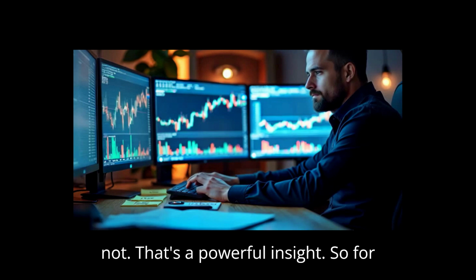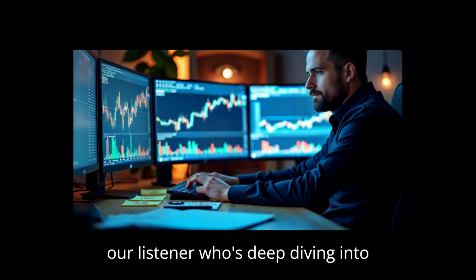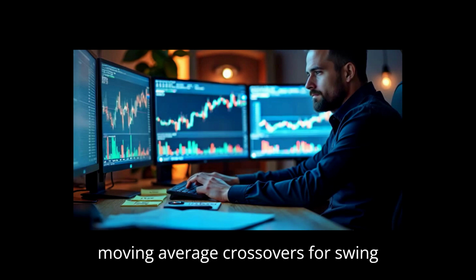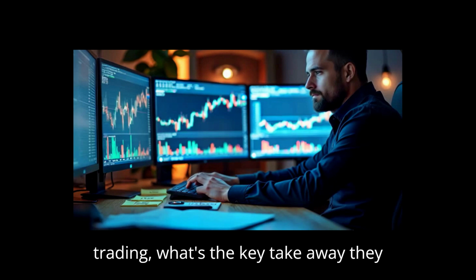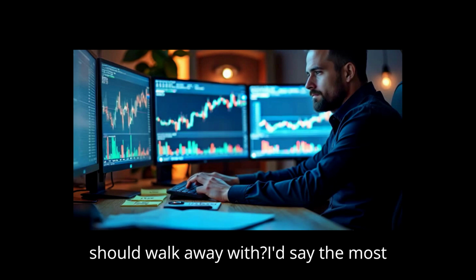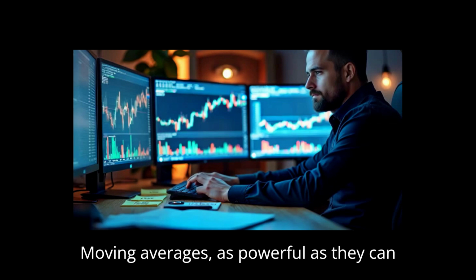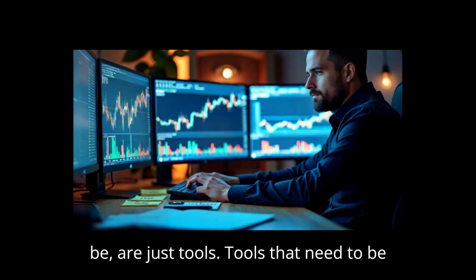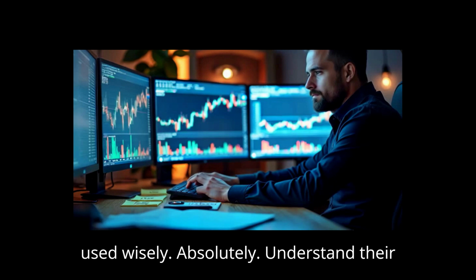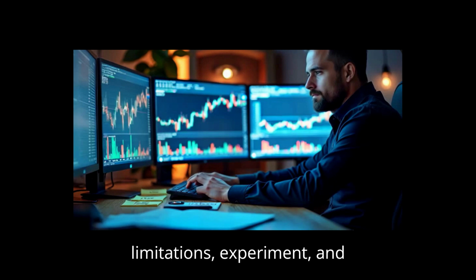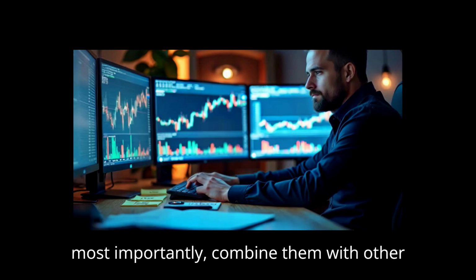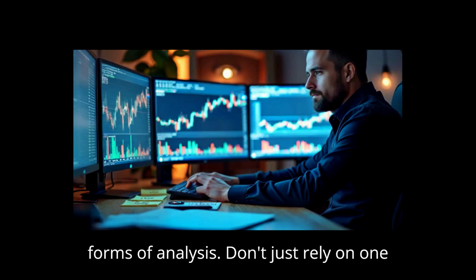That's a powerful insight. So for our listener who's deep diving into moving average crossovers for swing trading, what's the key takeaway they should walk away with? I'd say the most important thing to remember is that moving averages, as powerful as they can be, are just tools. Tools that need to be used wisely. Absolutely. Understand their limitations, experiment, and most importantly, combine them with other forms of analysis. Don't just rely on one thing.